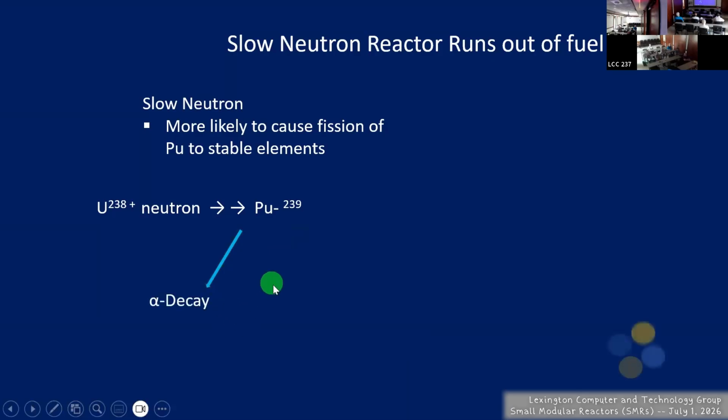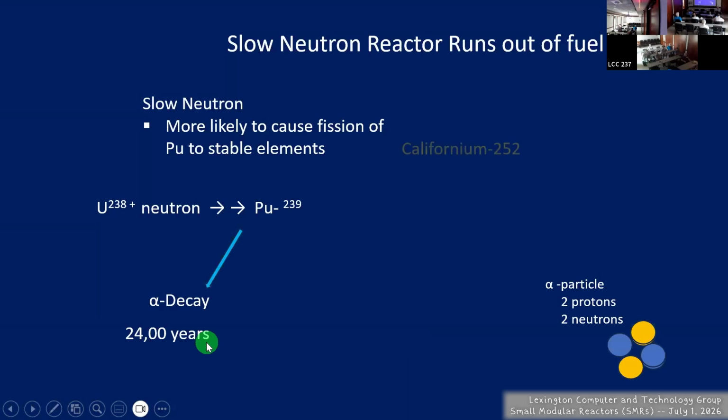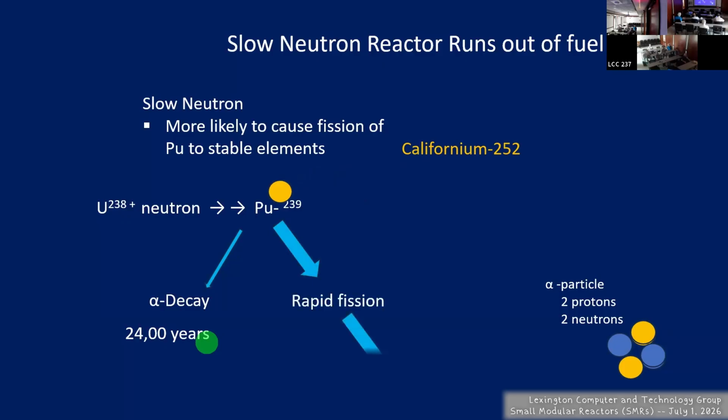So plutonium-239 will have alpha decay, which is 2 protons and 2 neutrons. And that takes a long time, a half-life of about 24,000 years. Or californium, which is formed, can hit the plutonium and cause rapid fission. And you get 3 neutrons and stable element pairs. Well, that sounds pretty good.